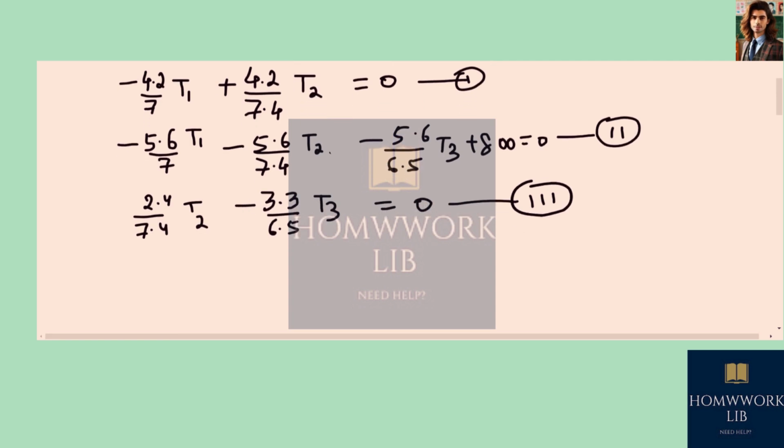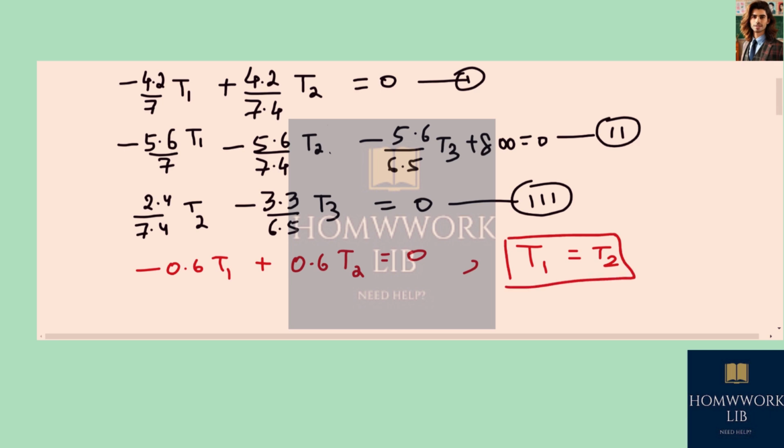So first one, 4.2 by 7, so minus 0.6 T1 plus 4.2 by 7.4, if we do that, will be 0.567. So we are going to take the approximate value 0.6 T2 equal to 0. So roughly, from here what we can conclude is that T1 is equal to T2, approximately. Let's find this T3 from here and put it in equation 2.